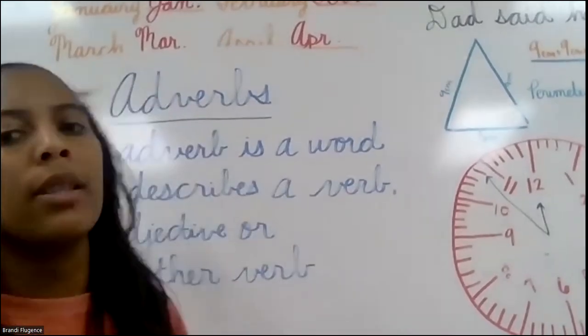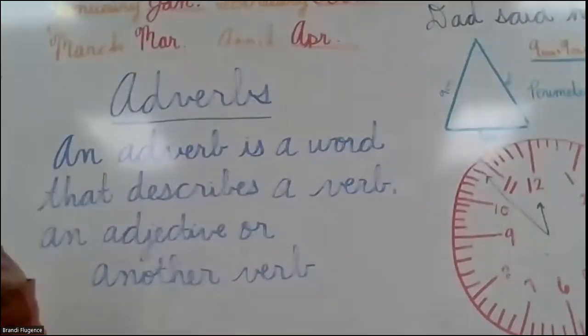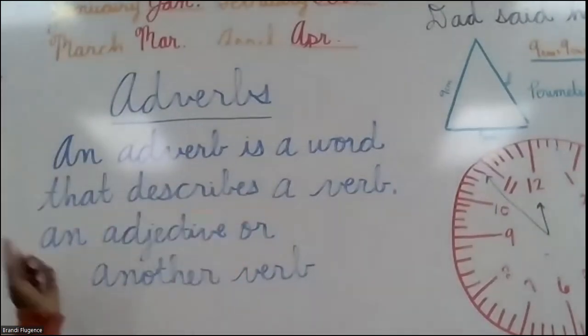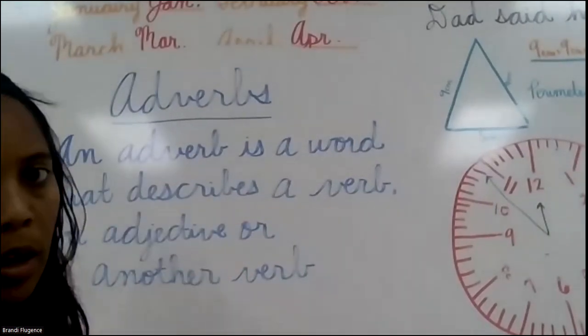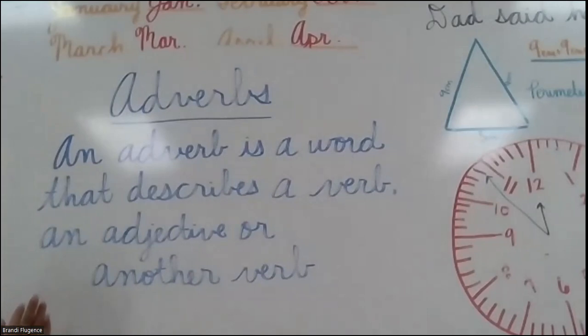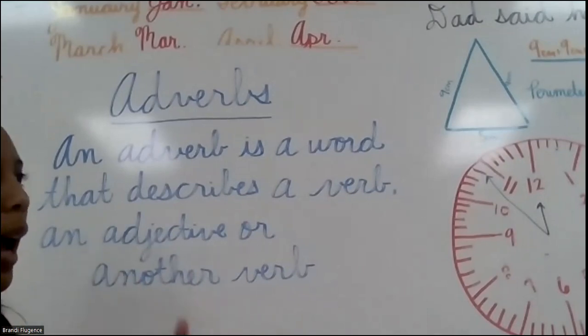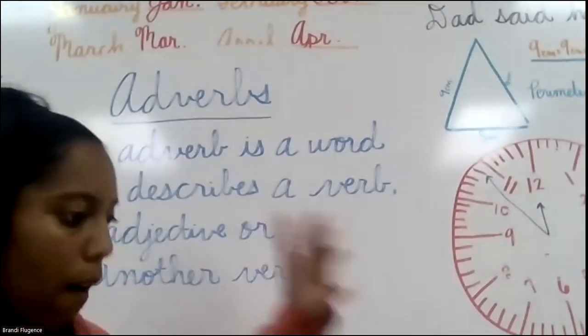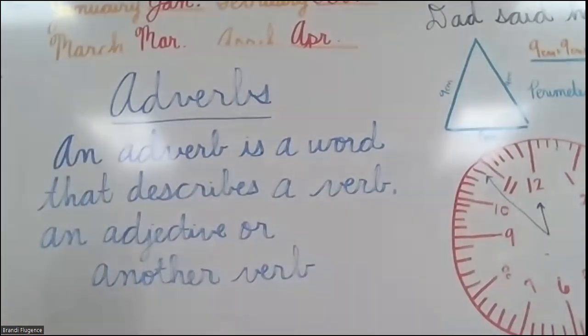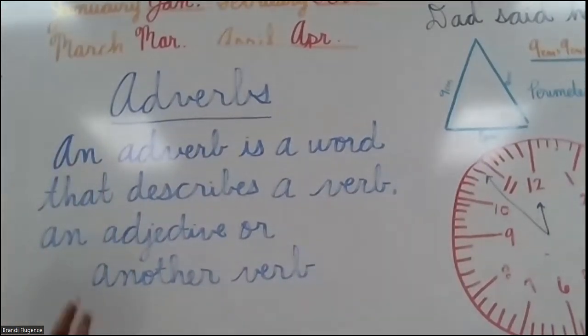Okay, so this is an adverb. An adverb is a word that describes a verb, an adjective, or another verb. Again, an adverb is a word that describes a verb, an adjective, or another verb. So listen to the word adverb. It describes a verb. So adverbs will describe how a verb, an adjective, or another verb is done. And what that means more today, I just want you to get the definition down. I think your assignment today is to write the definition 5 times. That's what you need to do.